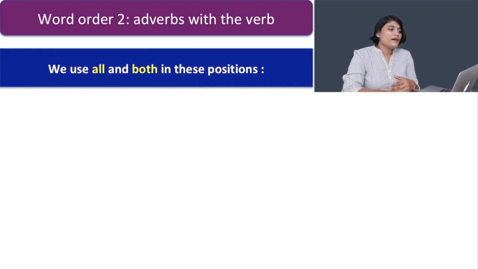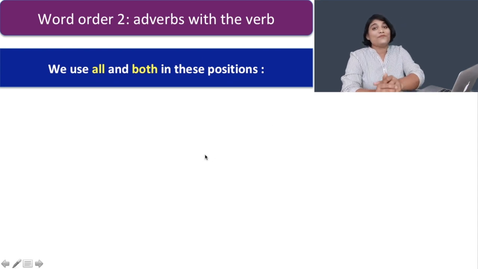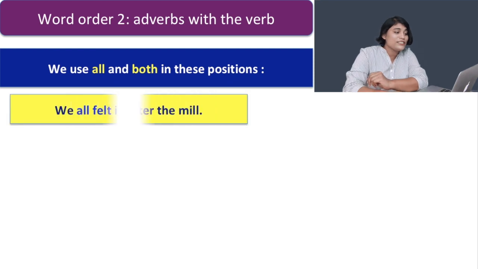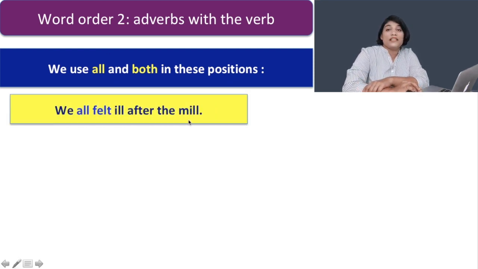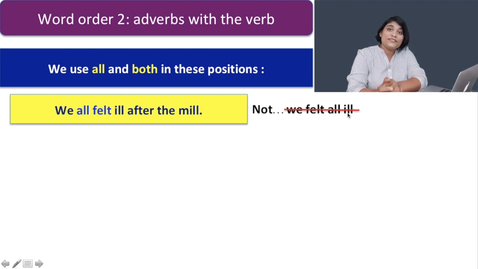And now let's see the position of all and both in a sentence. What is the position here? We all felt ill after the meal. Here you find that all is always placed before the verb. So you do not say we felt all ill. After the verb we never place all.